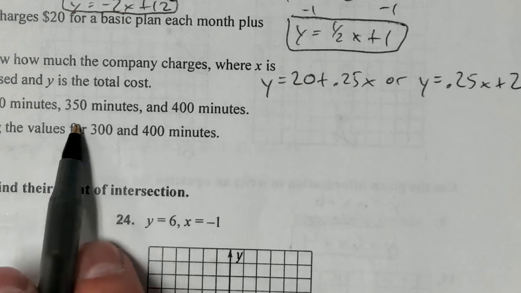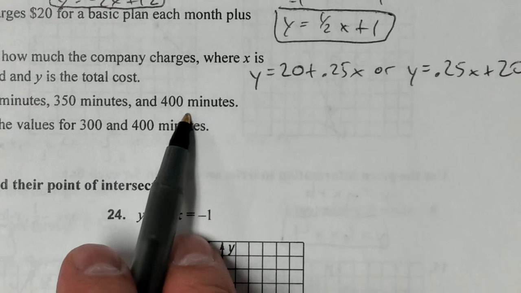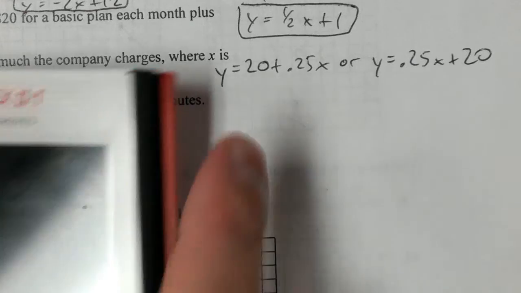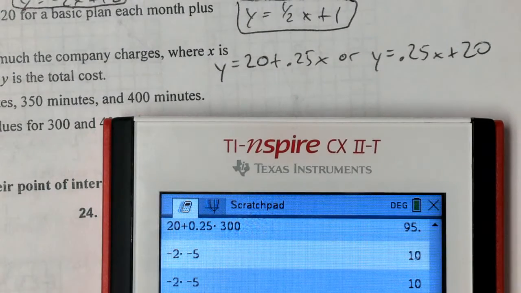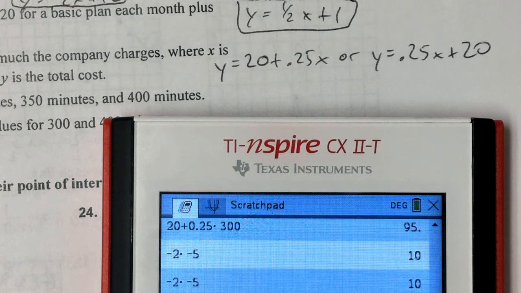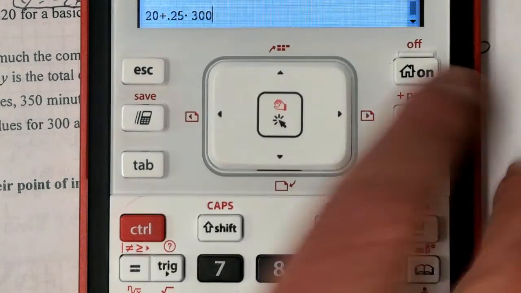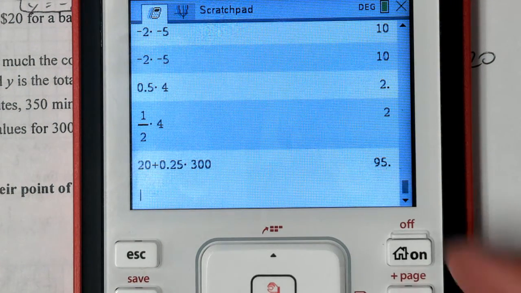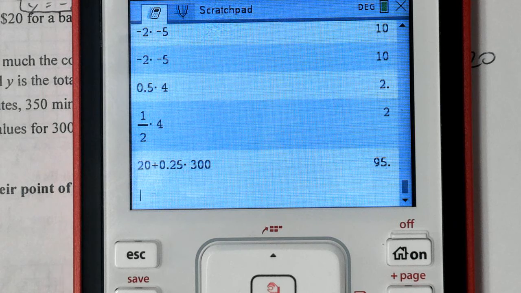Your next part says do your cost for these 3 different times. So just to make sure y'all know the basics on the calculator on this, you could just stay on your scratch pad and do 20 plus 0.25 times 300. So that looks like this. Just do that on your regular scratch pad if you want to. The other way to do it is a little bit more efficient if you have to get 2 or 3 of them in a row. And so that would be like this.